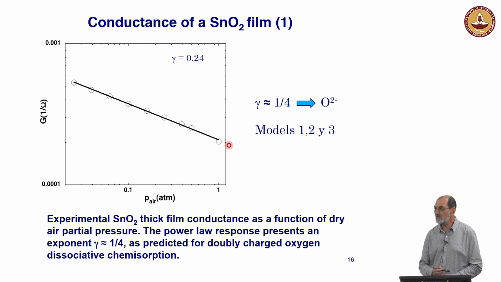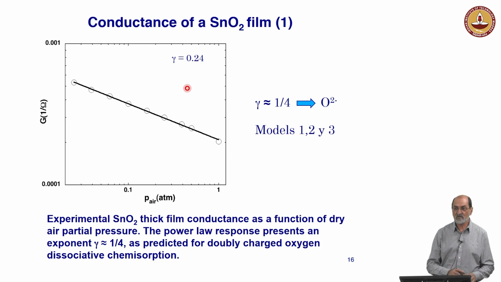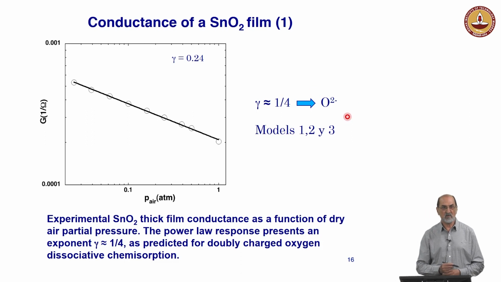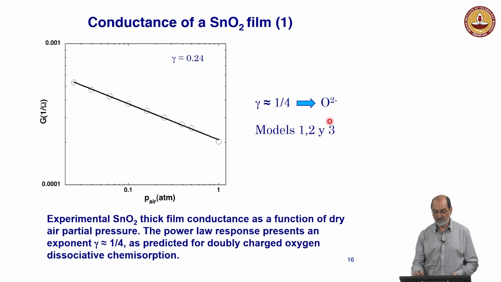There are a lot of approximations we have done, but it's quite close to 0.25, and it's quite far from 0.5. That would be the exponent if oxygen adsorbs as singly charged. So this result, that the exponent is practically 1/4, is telling us that the oxygen adsorbs doubly charged. Something that now is having more and more consensus. More and more people are saying that this is the species of oxygen adsorbed at the surface. So far, the three models work, and they work considering that the adsorbed oxygen can be doubly ionized, right?